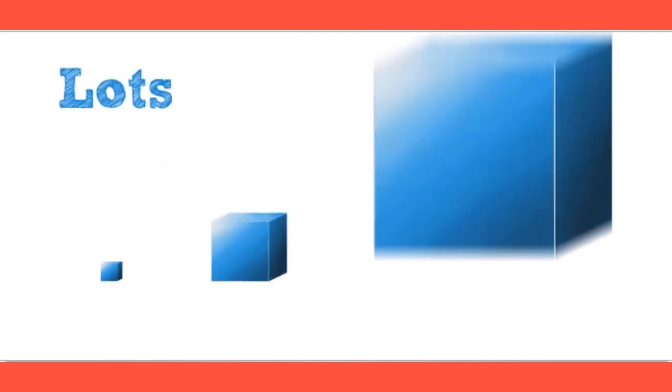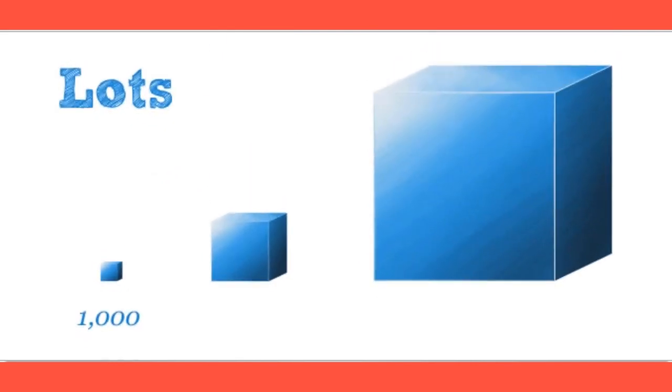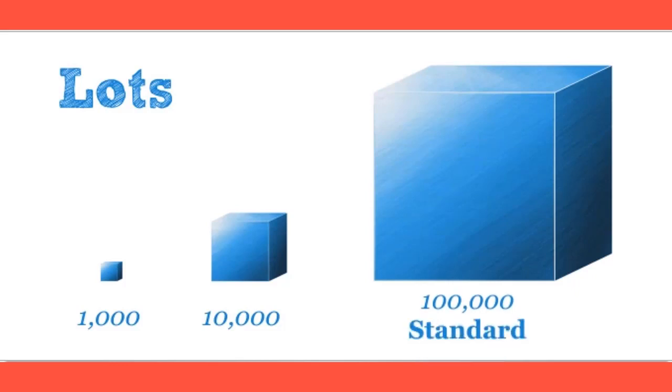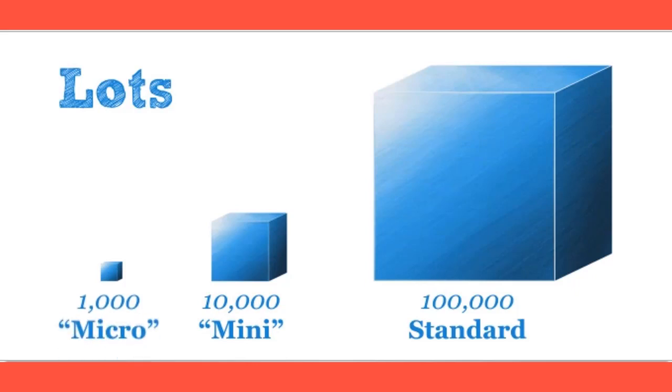Currency contracts are usually traded in standardized units called lots. Lots are delineated in increments of $1,000, $10,000, or $100,000 of the base currency. If we're looking at a pair where US dollars is the base currency, a $100,000 lot is called a standard lot, $10,000 is called a mini, and $1,000 is called a micro.